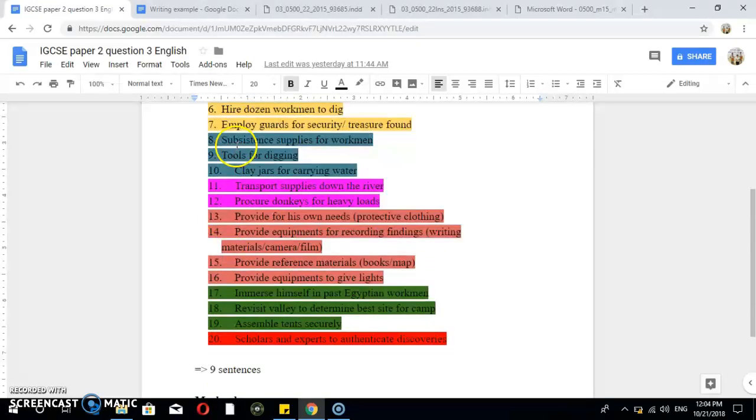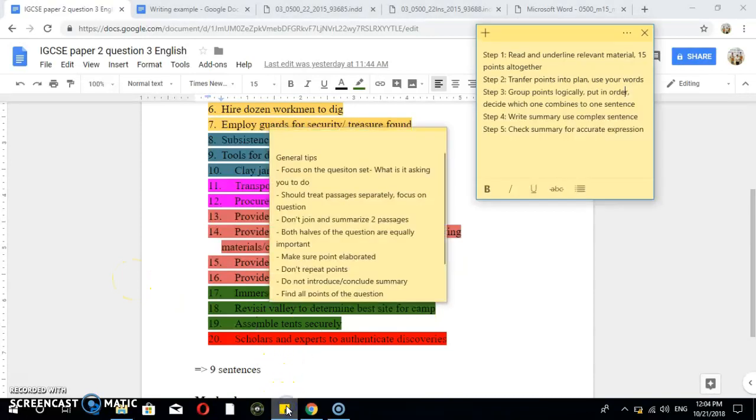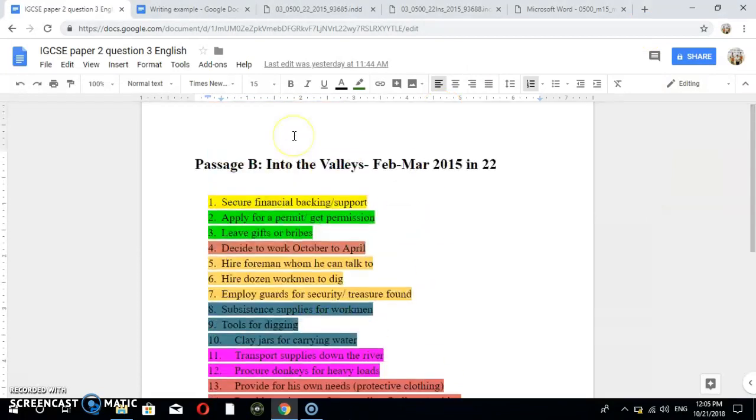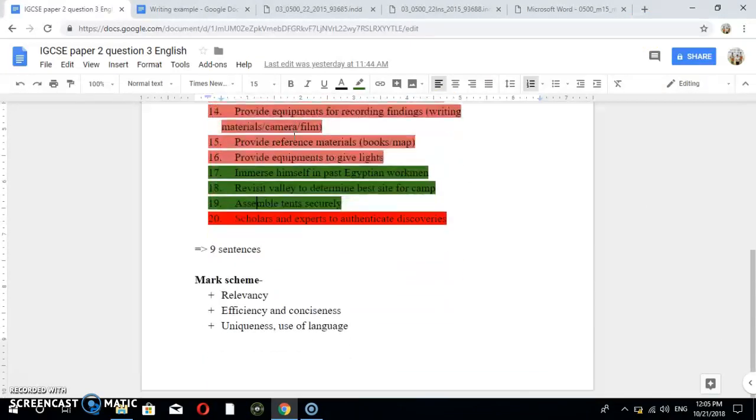5, 6, and 7; 8, 9, and 10; 11 and 12; 13, 14, 15, and 16. So that's a huge sentence right there. 17, 18, and 19. So as I said in step number 3, we have to group the points logically, put them in order, and decide which ones combine into one sentence. So we just did that. That's a very good job.